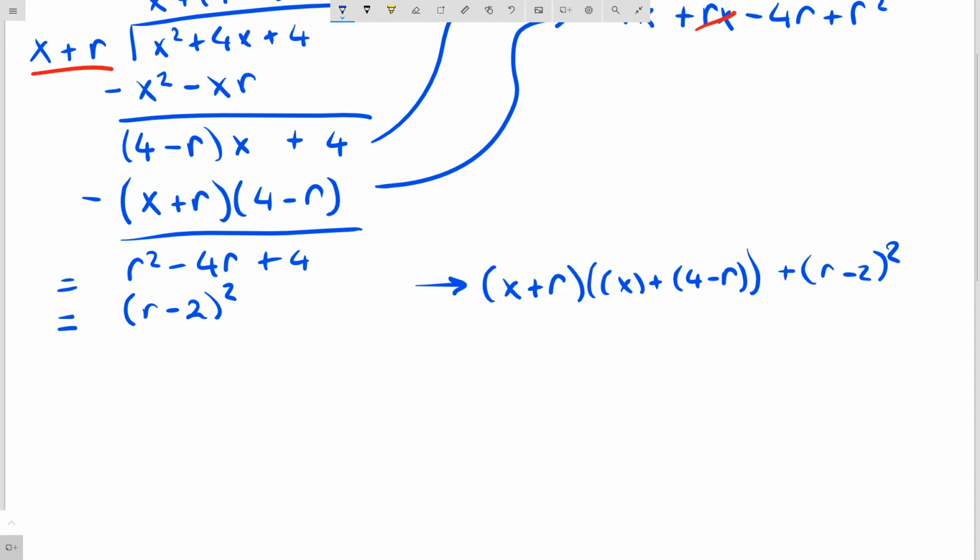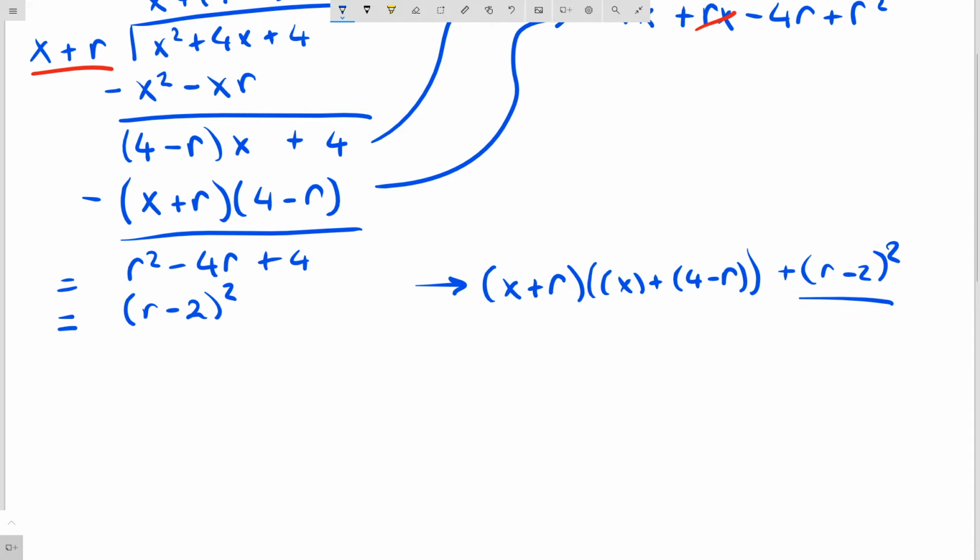And if you were to take r to be 2, you should find that, if we took r to equal 2, then the remainder would go to 0, and that shows that x plus 2 is a factor of this quadratic.